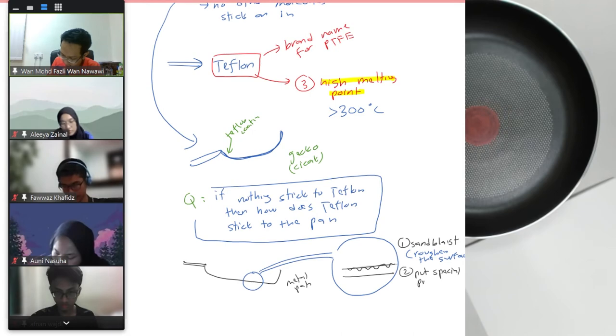Okay, and then after the sandblast, what they do is put a special primer, a liquid lah. They pour the special primer, not Teflon yet. They pour some special primer here, with very low viscosity, meaning that it can flow. So that primer will go into the pits and so on lah.